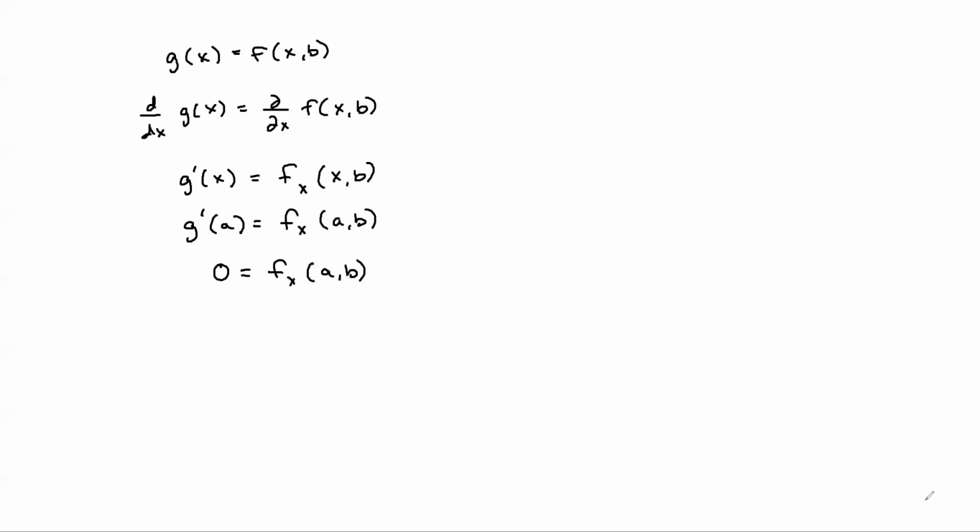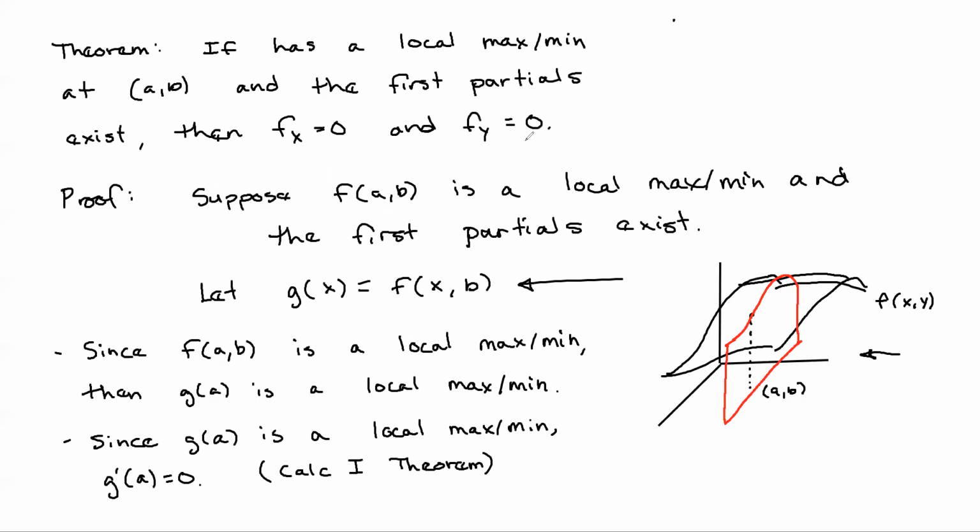We did not end up showing the partial with respect to y, but it's effectively the same proof, where you set g of x equal to f of a comma x, and then everything else is pretty much the same. So what does the proof say? It just says that you could take this Calc 1 result that works for 2 dimensions and extend it to 3 dimensions. So it's just a very complicated way of saying that we can take a Calc 1 result and extend it to 3 dimensions.